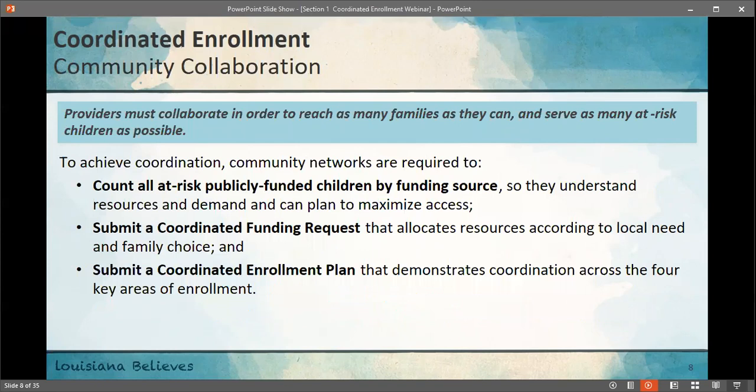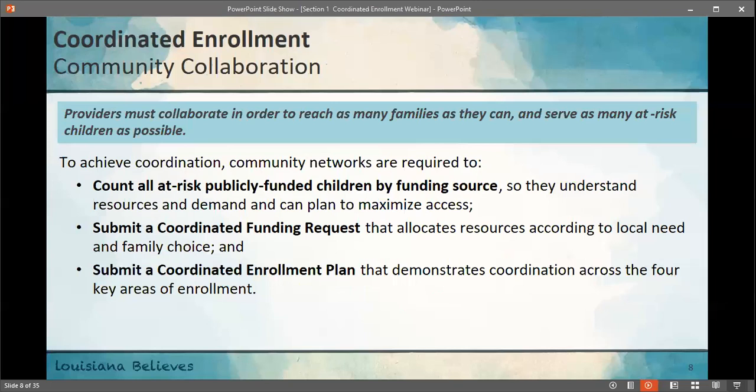So as a part of the coordinated enrollment requirements or expectations for communities, we as a state have said that community networks are required to first count all at-risk publicly funded children. So that's the October 1 child count. We also say that community networks must submit a coordinated funding request. And then lastly, and what we're going to focus mostly on today, is that communities must submit a coordinated enrollment plan.